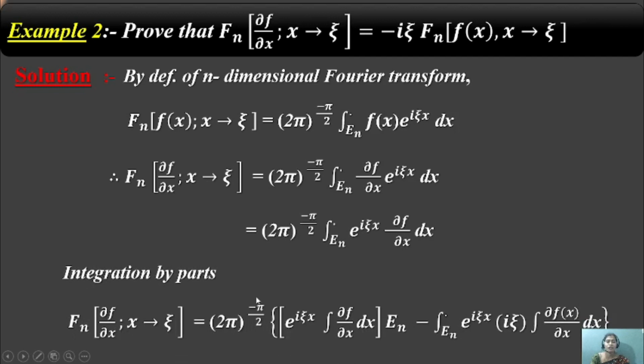Then integrating by parts, we separate the equation into two parts. 1 upon root 2 pi, e to the power i xi x times the integral of del f upon del x dx, which gives a constant value, minus the integral of e to the power i xi x, generating i xi times the integral of del f of x upon del x dx, for using as a formula.